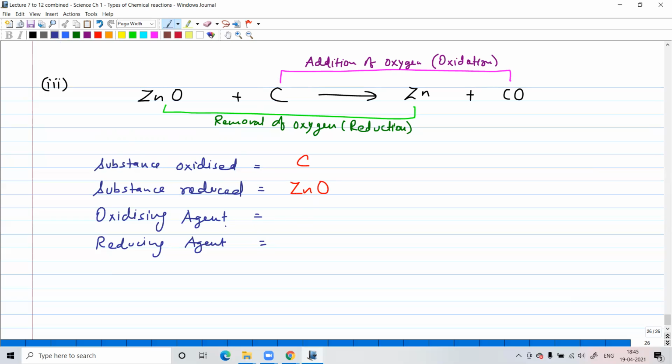Fine. So what is the oxidizing agent over here? ZnO, sir. Yes. The compound which got reduced, that becomes your oxidizing agent, which is zinc oxide. And the reducing agent will be, of course, carbon. Tell me, everyone is okay with this example also? Yes, sir.